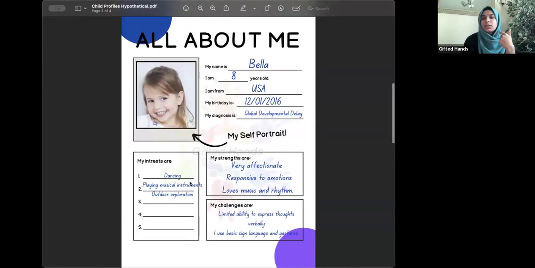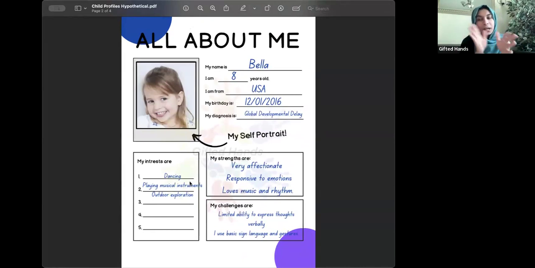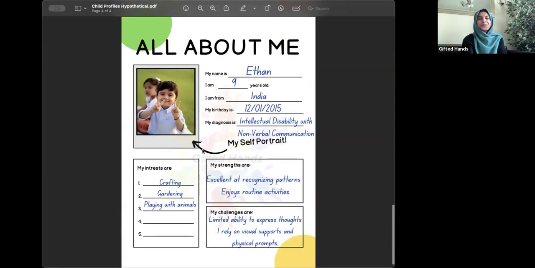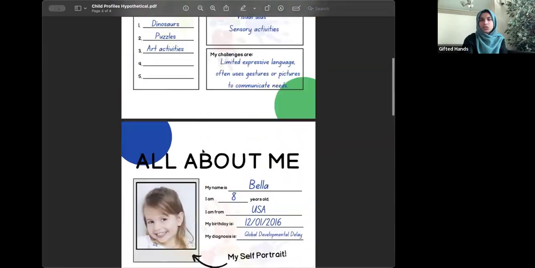Same thing with Bella. After they are done with an activity, if you are facing some difficulty making the child follow it, to overcome that challenge, you can positively reinforce by giving them a reward system, or otherwise allowing them to enjoy what they like. So Bella, Amina, Ethan, the responses provided were good. And yeah, that's about it for this.